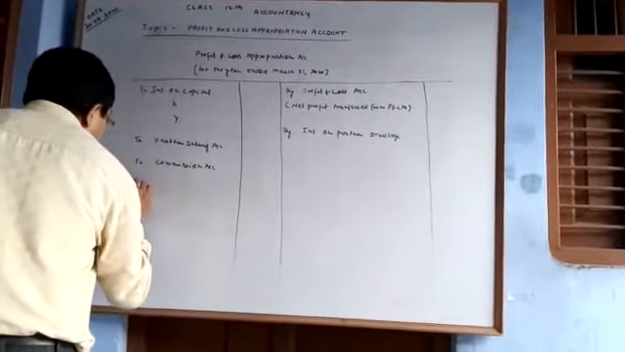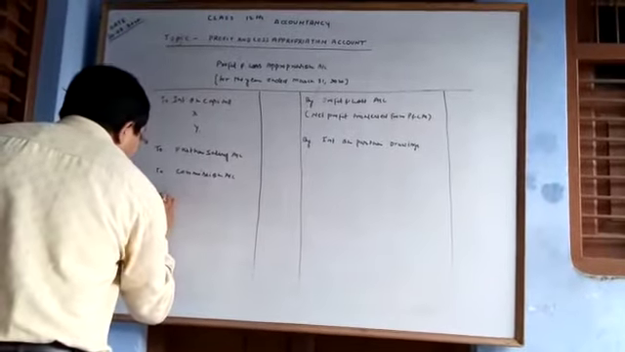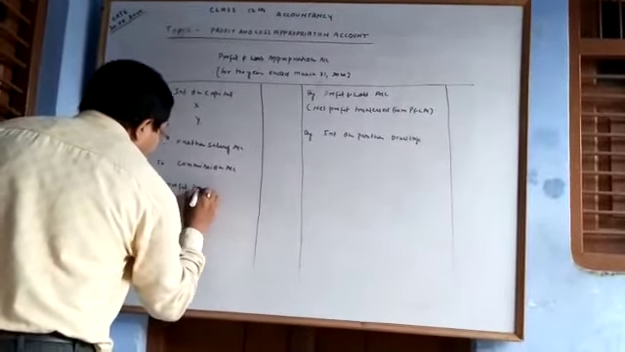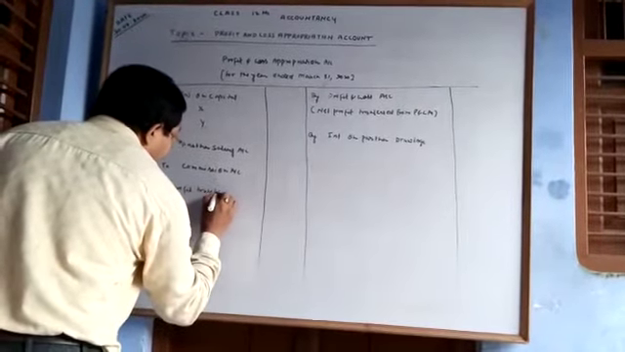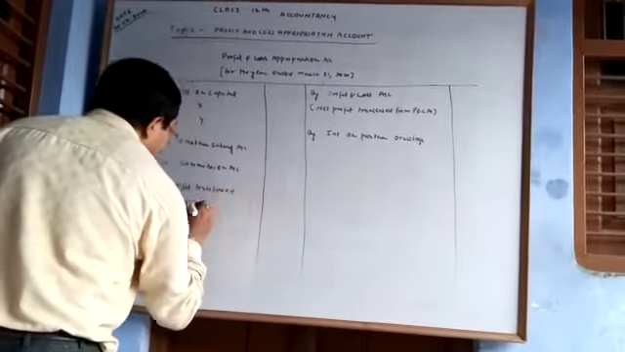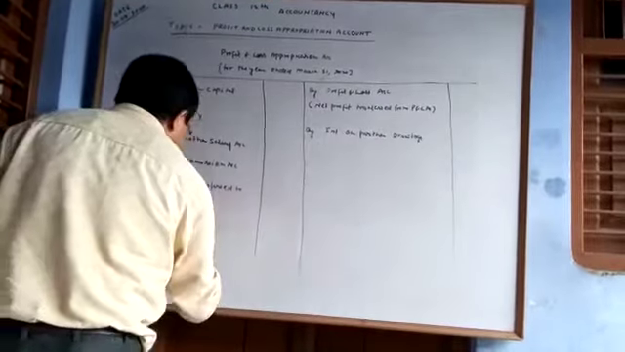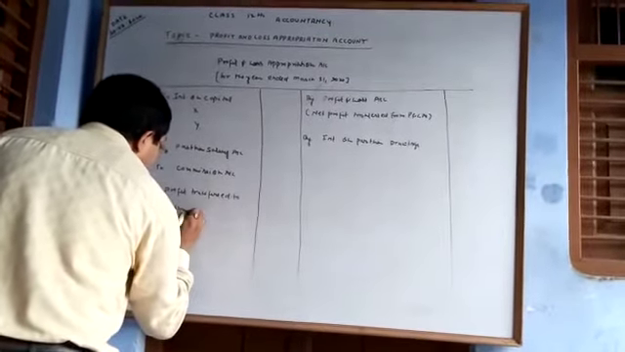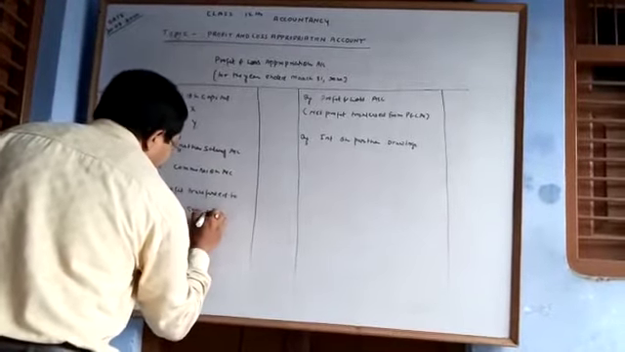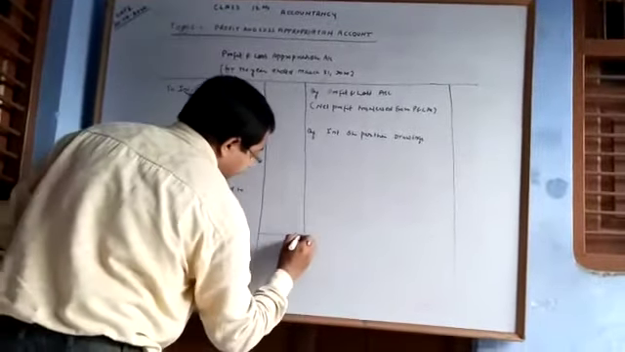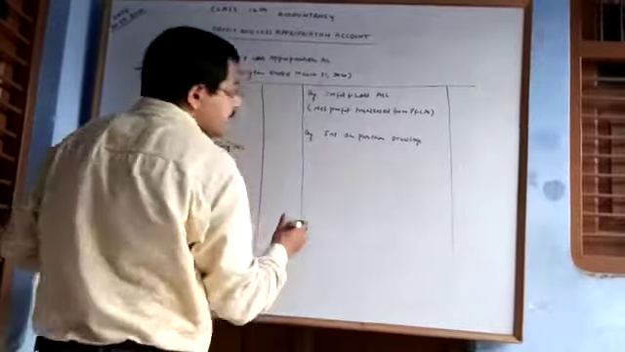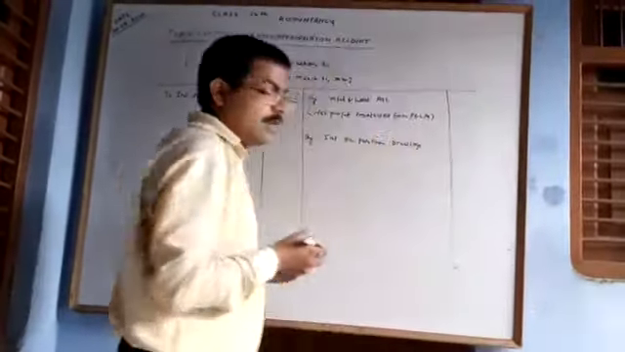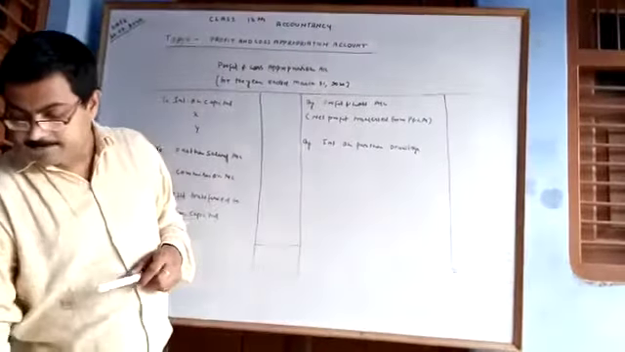Two, on the debit side, profit transferred to partners' capital account. Note down the question.